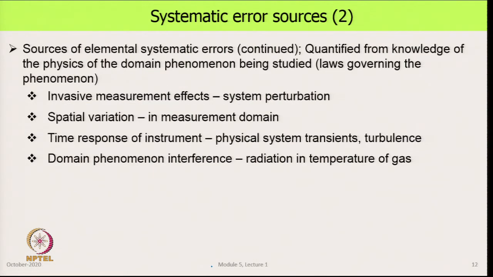Now, we come to another set of systematic errors whose quantity can be established from knowledge of the physics of the domain. What you are studying, we understand the laws governing that phenomena, that is what I have put here, and using that knowledge we can estimate that if there is some extraneous thing coming in, how much would be the error because of that. I have listed here 4 items. The first one is invasive measurement effects.